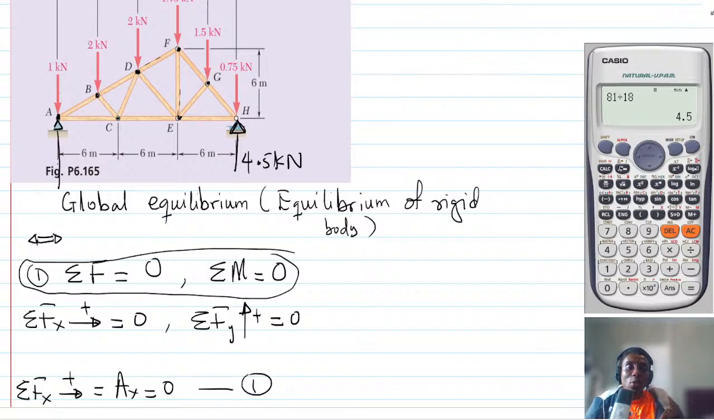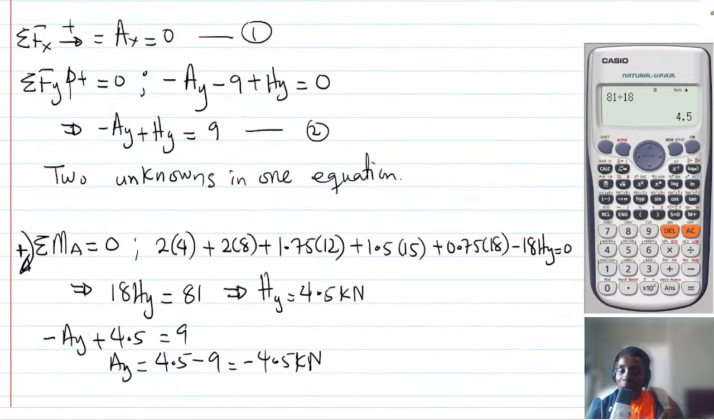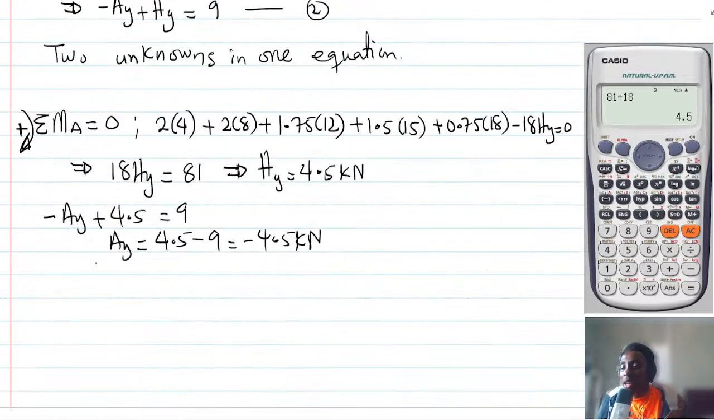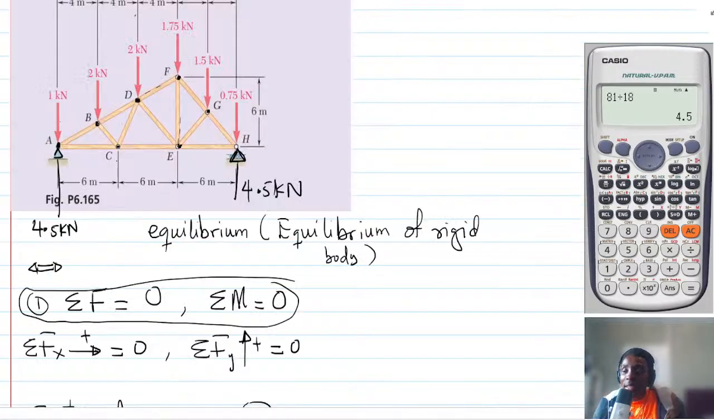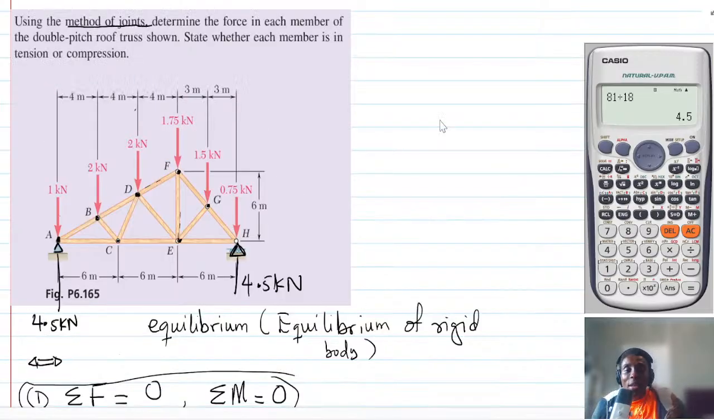So AY is going to be 4.5 kilonewton. Please, let me say this again. Whenever you solve for reaction and you get negative, go back and change the direction. So AY is actually going to be 4.5 kilonewton. That's all. So we are done with the first part, which is the equilibrium of the rigid bodies, because now we've been able to find the support reactions. So how can I find the forces in the members?